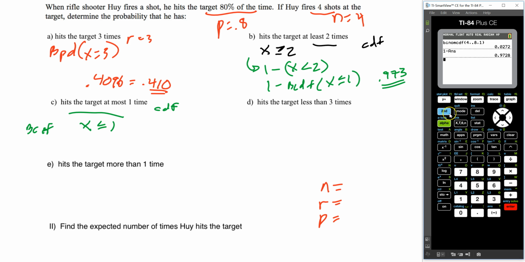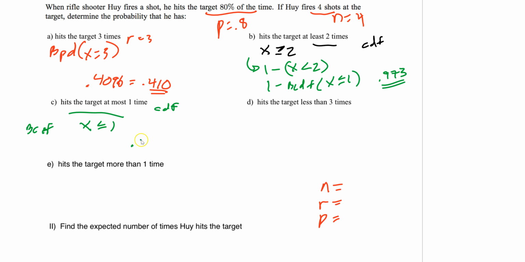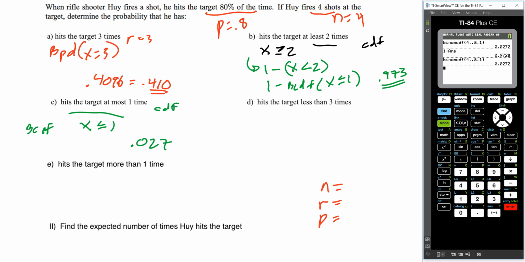So we're going to go back to second distribution. Go up to CDF. Good thing about the calculator, it's going to save a lot of that info for us. Right, boom, boom. I don't have to do anything. Just plug it in. It's all there. And 0.027. I hate when it does that to me. Okay, good.